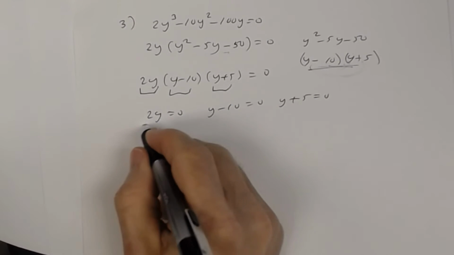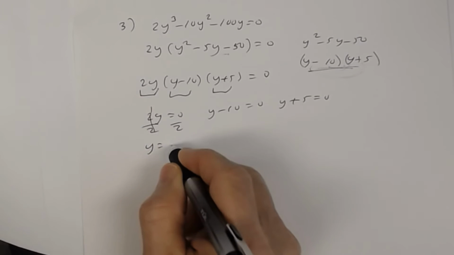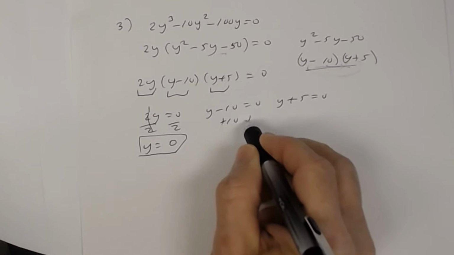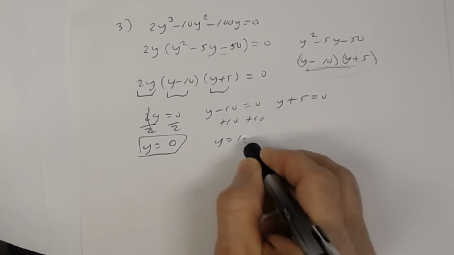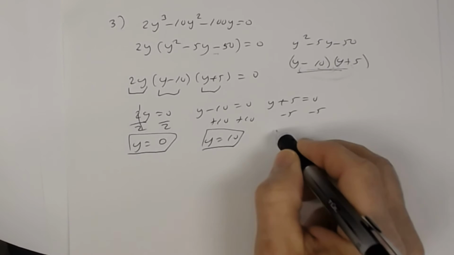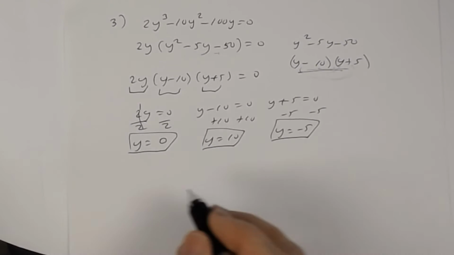So to solve for y, I'm going to divide both sides by 2, and then I get y to be 0 divided by 2, which is 0. So there's one of your solutions. Over here, add 10 to both sides, so I get y equals 10. So there's your other solution. Subtract 5 here, you get your other solution. So those are your 3 solutions.